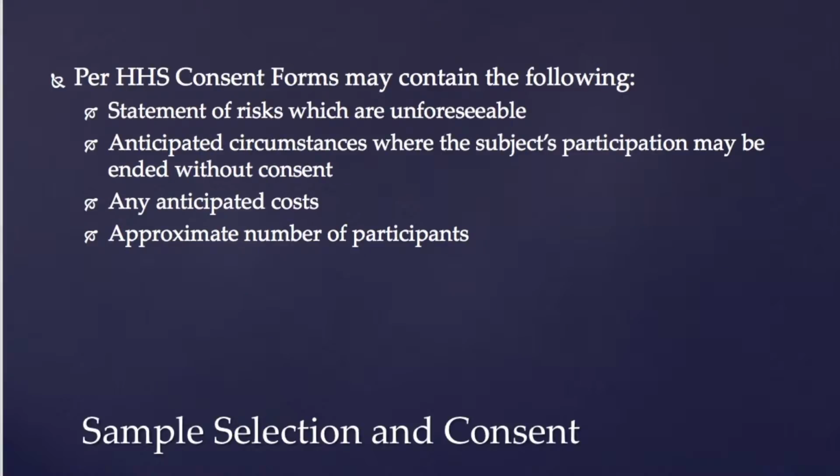Now, there are some other things that may be in that consent form. They don't have to be, but these include a statement that a treatment or procedure may involve risks which are unforeseeable, and so that needs to be in there. Anticipated circumstances in which the subject's participation may be terminated by the investigator without regard to the subject's consent. Costs that may result from participation in the research. Consequences of their decision to withdraw from the research, and procedures for orderly termination of participation by the subject.